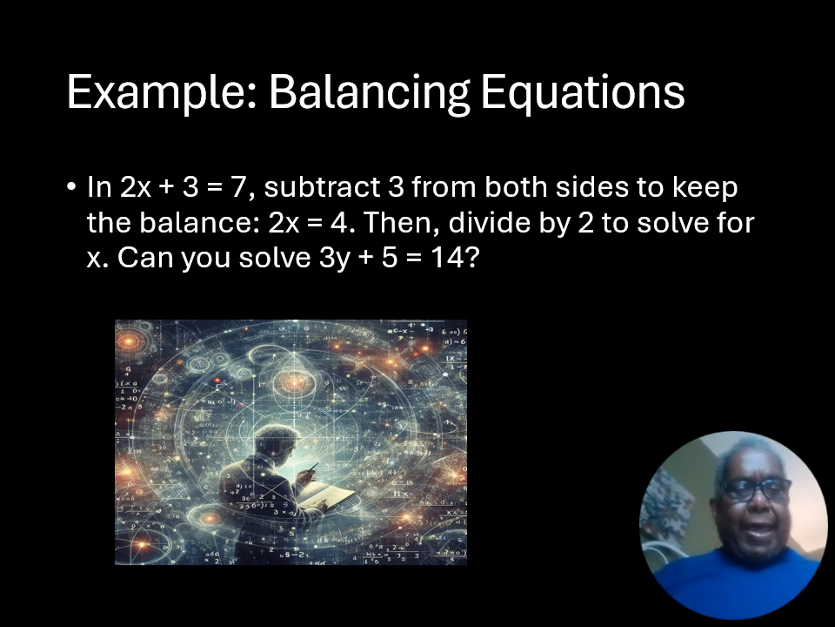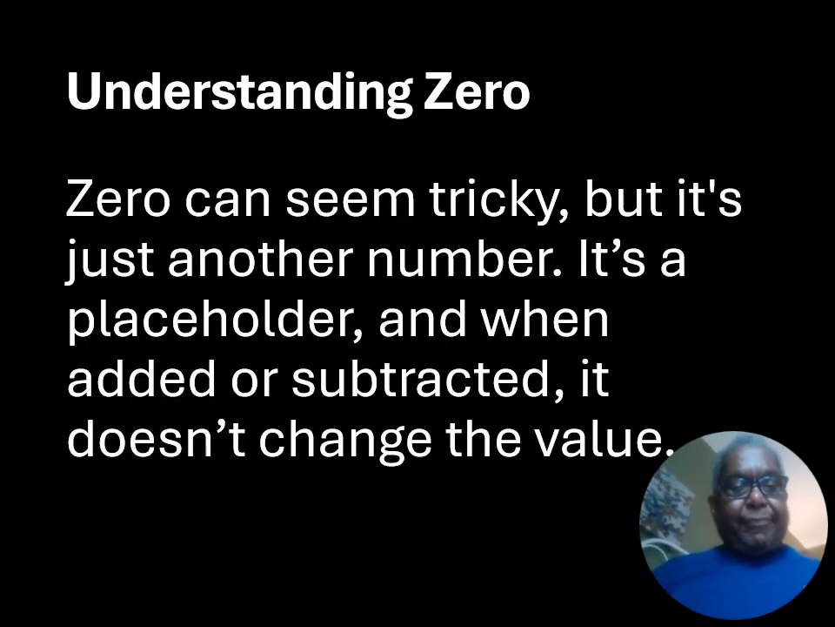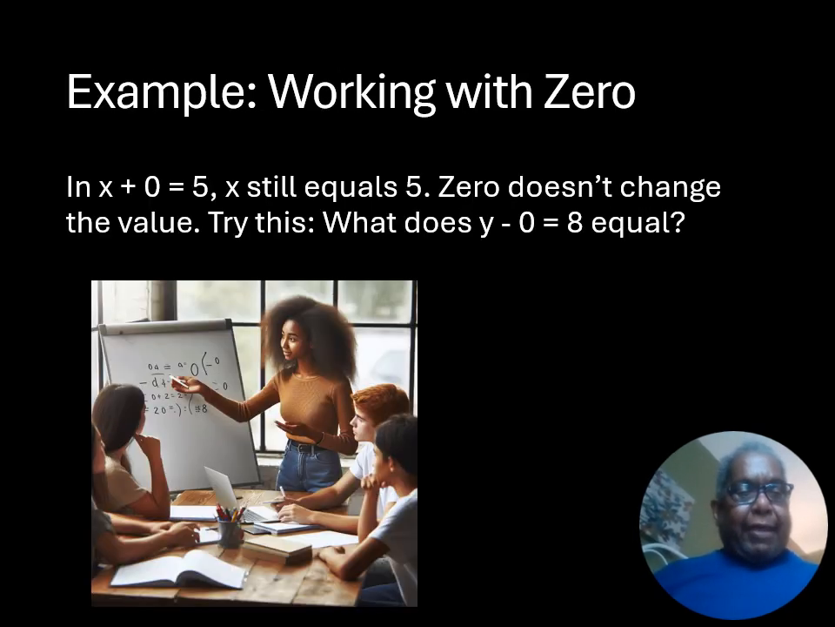So in 2x plus 3 equals 7, you subtract 3 from both sides. So once again, you want to balance the equation. Then you divide by 2 to come up with the answer. 0 is just a number that doesn't have a value. So if you subtract 0 from 5, that means you're taking nothing from 5. So the value of x would still be 5. So here we go: x plus 0 equals 5. Well, if you're not adding anything to x, then x has to be equal to 5.